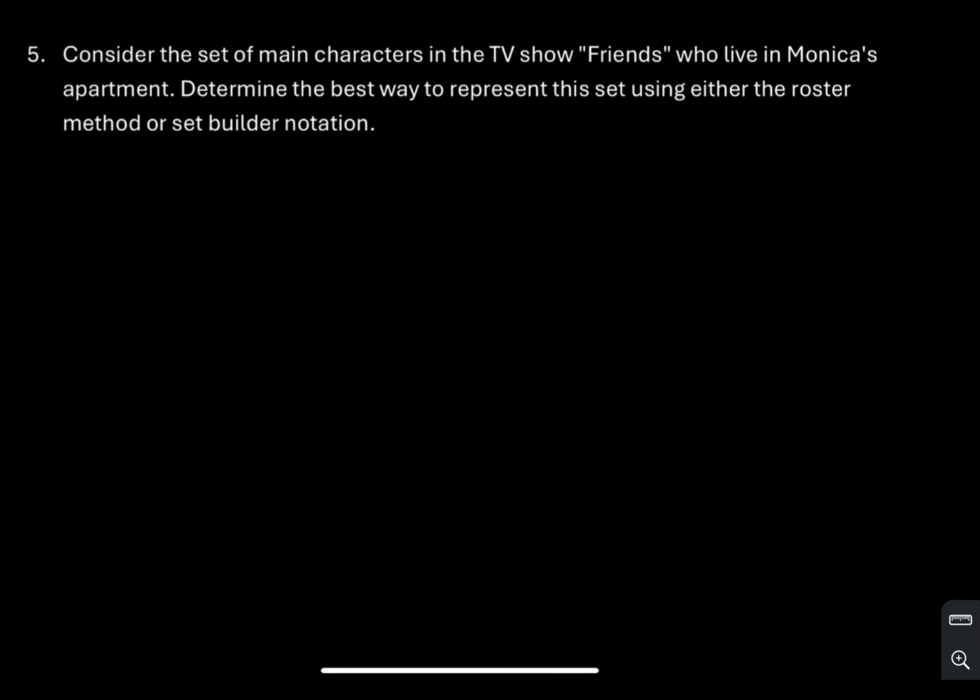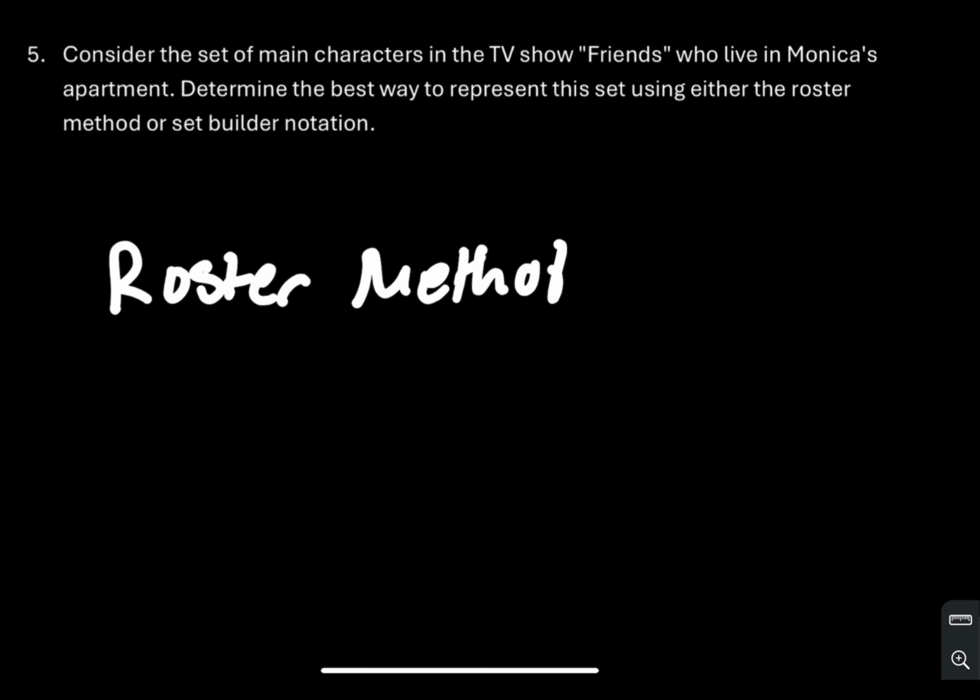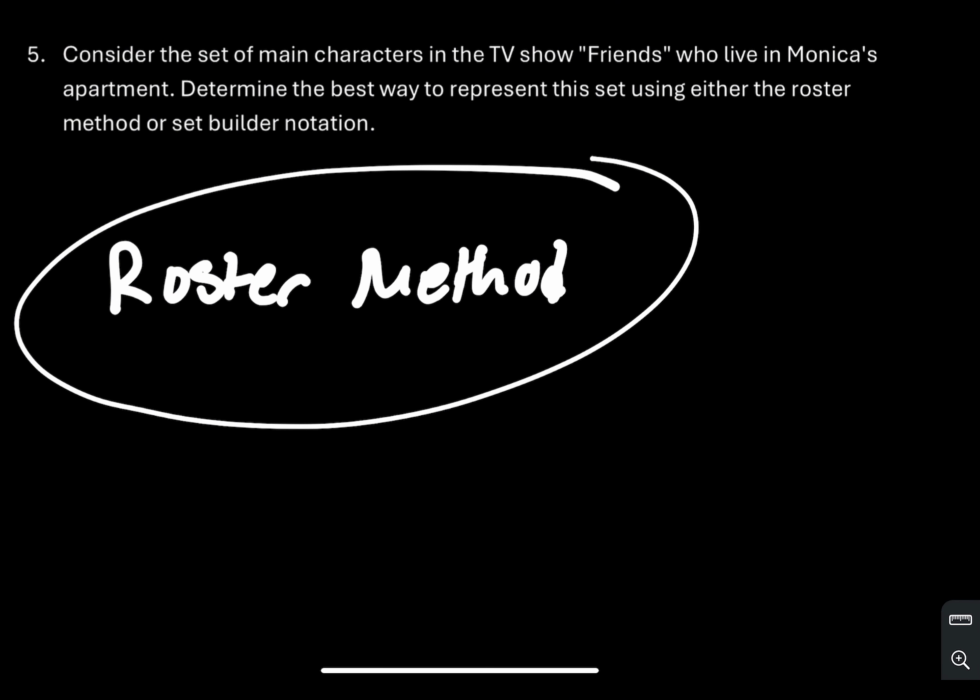So for this fifth problem, it says consider the set of main characters in this TV show Friends who live in Monica's apartment. Determine the best way to represent the set using either the roster method or set builder notation. Now, if you watch the TV show Friends, you would know that there's not many characters that live in Monica's apartment. It's not a whole bunch of characters, and it's not an infinite amount of characters. So it's a small amount of characters who live in Monica's apartment. So since we know that information, we know that the best way to represent the set is roster method. And that's going to be your answer.